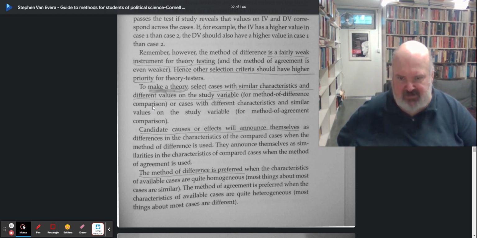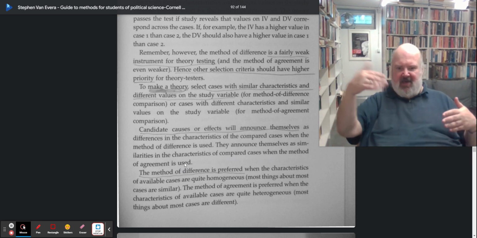for method of difference comparison, or cases with different characteristics and similar values on the study variable for method of agreement consideration. Candidate causes or effects will announce themselves as differences in the characteristics of the compared cases when the method of difference is used. They announce themselves as similarities in the characteristics of compared cases when the method of agreement is used.